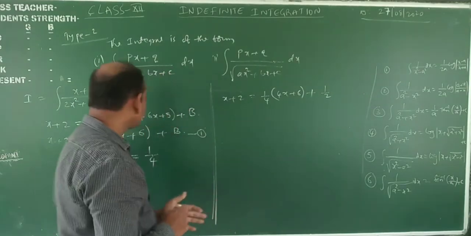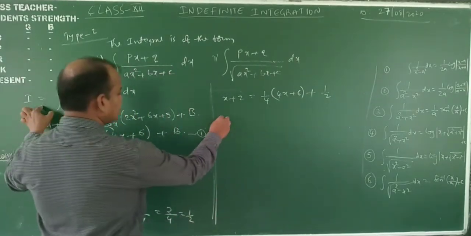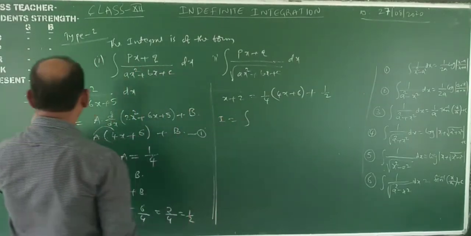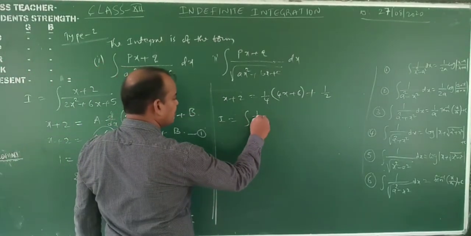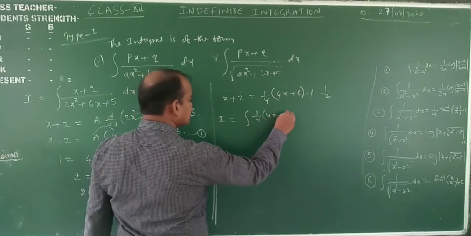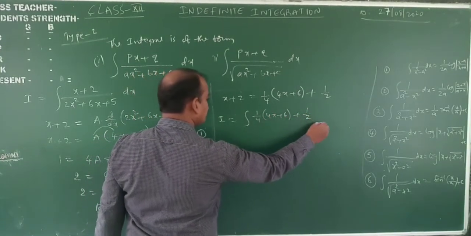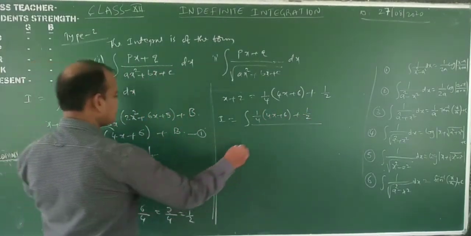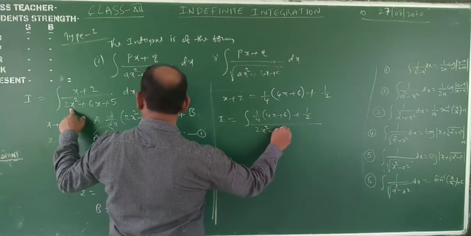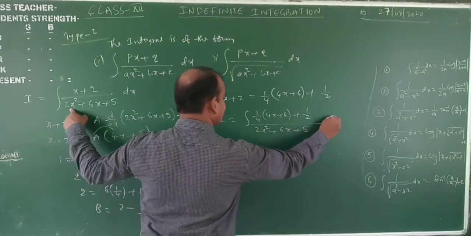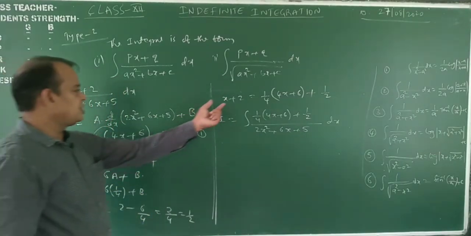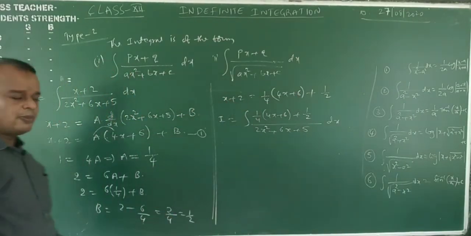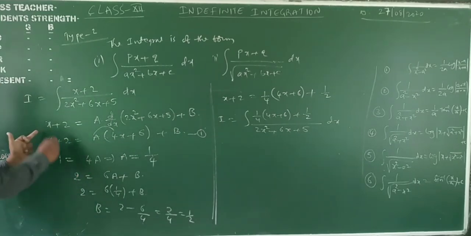Now we will substitute here. I is equal to the integral of, instead of x plus 2, what do you write? 1 by 4 into 4x plus 6, plus 1 by 2, by 2x square plus 6x plus 5 dx. Okay, my dear students, here instead of the numerator you will write this one. That's why I am telling this formula.